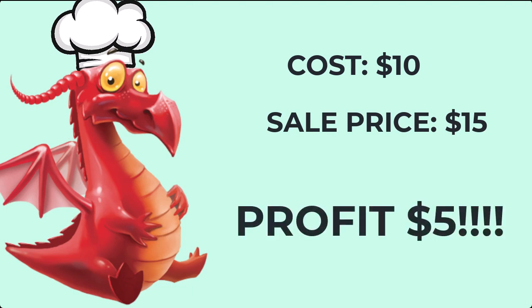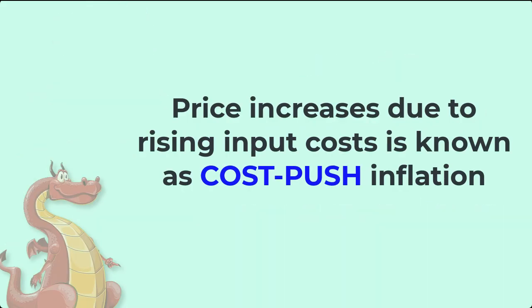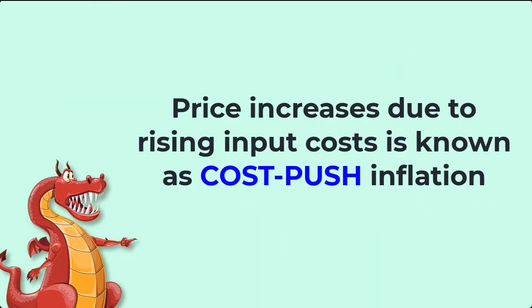If the cost of flour goes up by $1, and she still wants to make a $5 profit, she will have to charge more. The price will increase to $16. An increase in production or input costs, such as the raw materials that she uses, causes an increased price to her customers. Increases to cost is known as cost push inflation. Input cost increases push up the price.